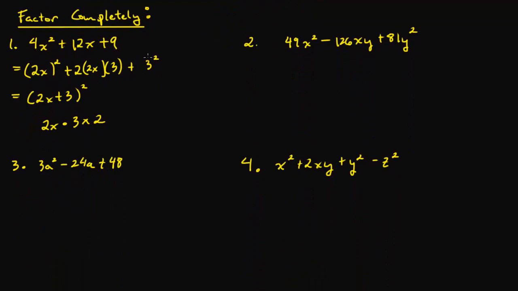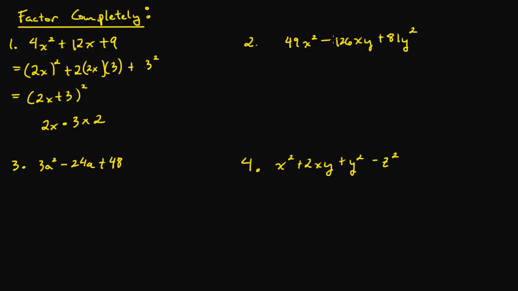In our next example, we have 49x squared minus 126xy plus 81y squared. Again, if we tried to factor this just using guess and check or by using decomposition, it might be a little bit difficult because there are two prime factors of 49, and there are quite a few factors of 81.